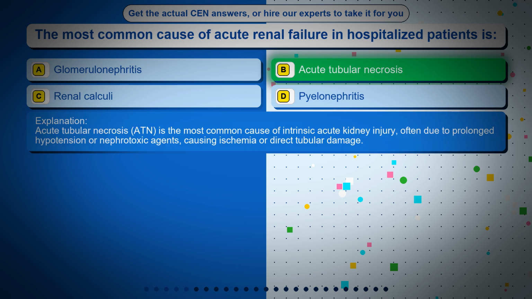Acute tubular necrosis, ATN, is the most common cause of intrinsic acute kidney injury, often due to prolonged hypotension or nephrotoxic agents, causing ischemia or direct tubular damage.